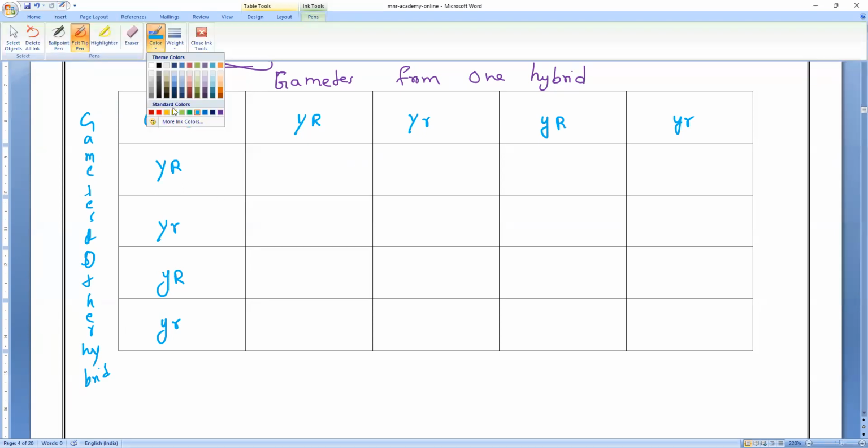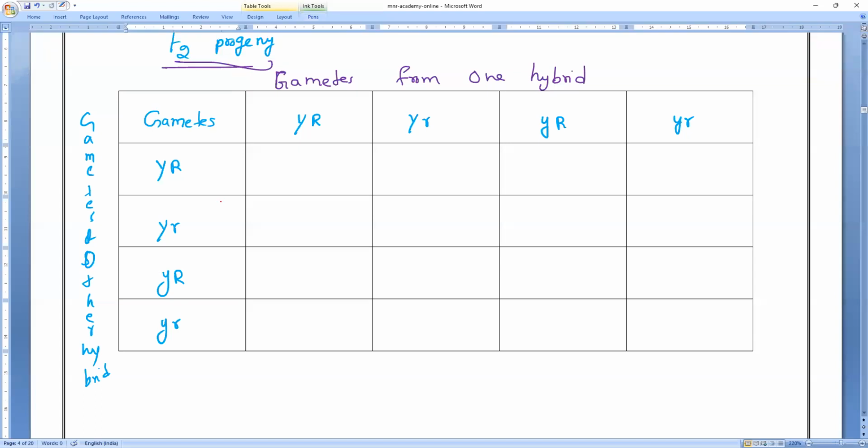Nothing like mathematics, only we are crossing 4 cross 4, nothing else is there. So with this, you write it all. Adjustment and all is your choice, nothing will happen. Now first, select this one, with this you write it all. You speak. Please mute yourself. Now see, very simple. Capital R, capital Y, capital R, capital Y, capital R. So what is the gamete formation? Everybody tell me: capital Y, capital Y, capital R, capital R.